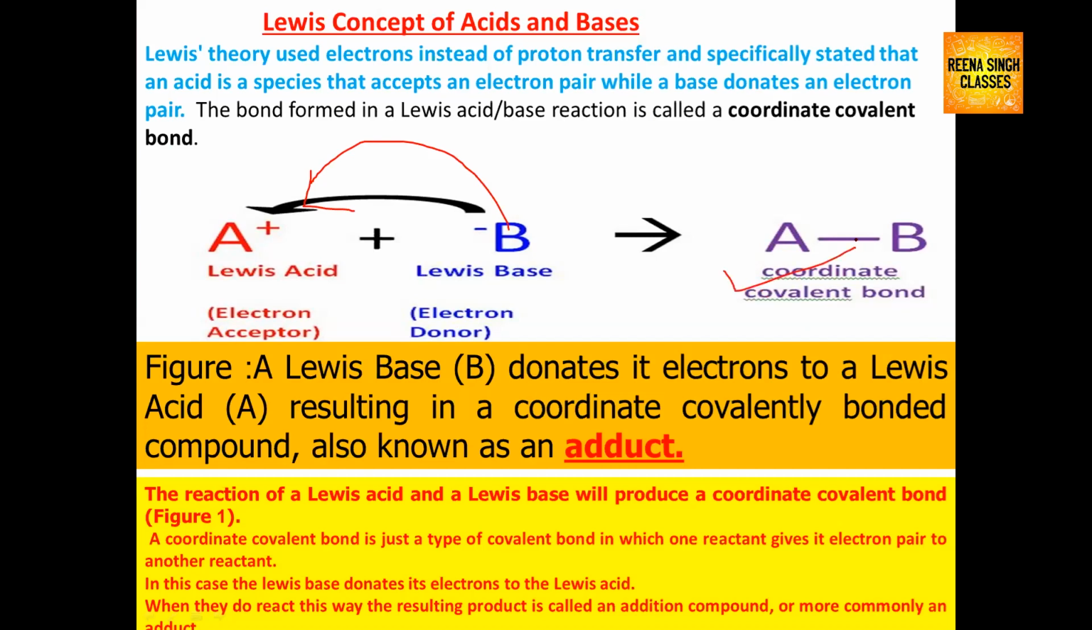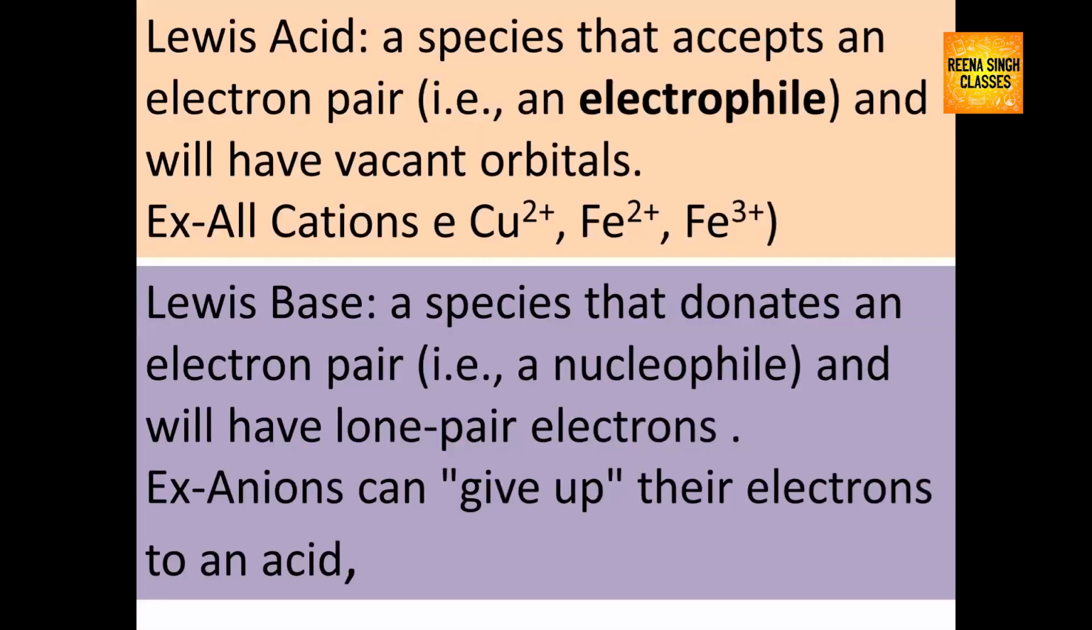A coordinate covalent bond is also a type of covalent bond where only one atom donates its electrons to form the bond. Lewis acid examples are electrophiles, also known as lovers of electrons, which have vacant orbitals.